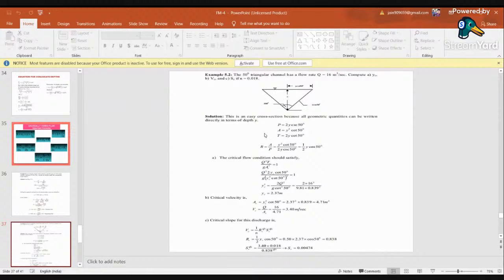Okay, so here see, all the section dimensions are given in terms of y. So P and A are given. You can calculate the hydraulic radius, that is A by P. Then the critical flow condition we have to apply. Then apply the critical velocity condition and then apply the critical slope condition or the equation for the Manning's equation. Put in all the values, you will get the SC, BC and YC in terms of meters.